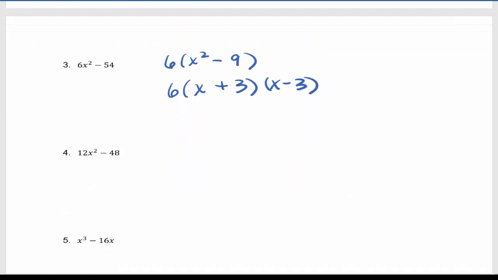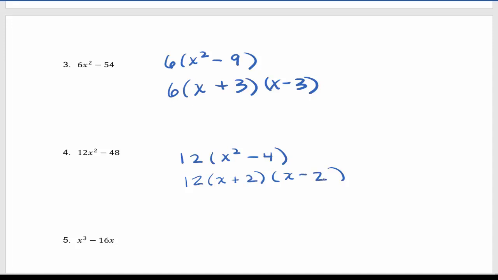12x squared minus 48. Again, we're looking for a greatest common factor. Can we divide 12 into 48? You can. It goes 4 times. So now can we take the square root of the first term? Yes. Is it connected with a minus? Yes. Can I take the square root of the last term? Yes. So since we answered yes to all three questions, the square root of x squared is x. Square root of 4 is 2. And you're done factoring.